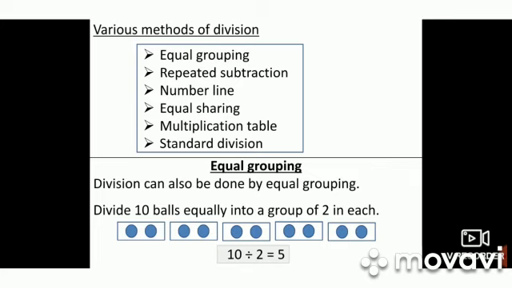First draw 10 balls. Here they have given groups of 2 in each. It means you have to count 2 and circle it. So I made a box for each 2 balls. So how many boxes have I made? 5 boxes. So 10 divided by 2, you are getting 5 groups. This is the way you can do your equal grouping method.